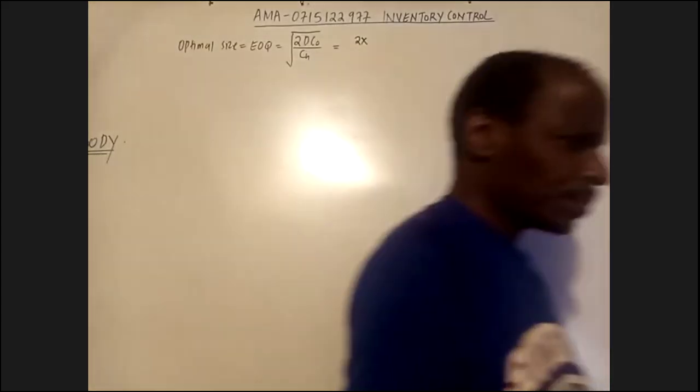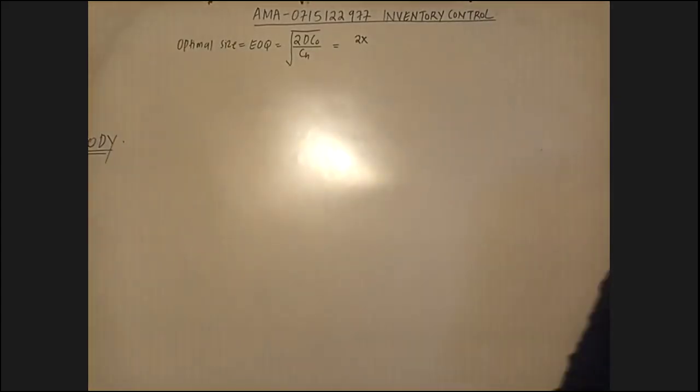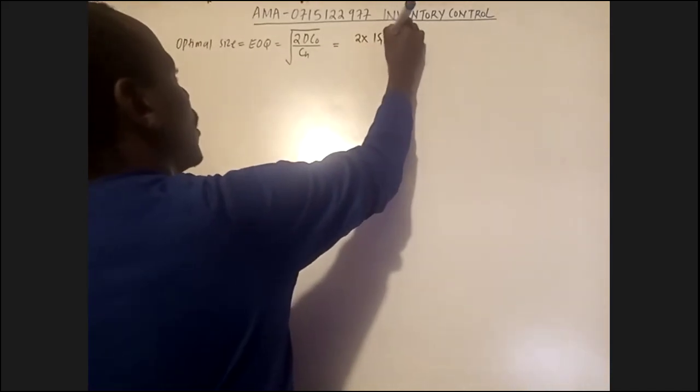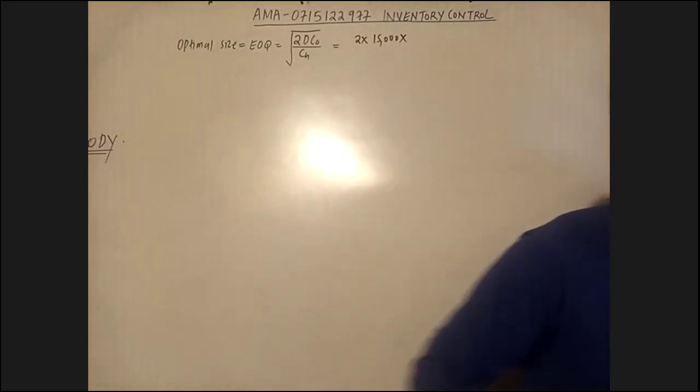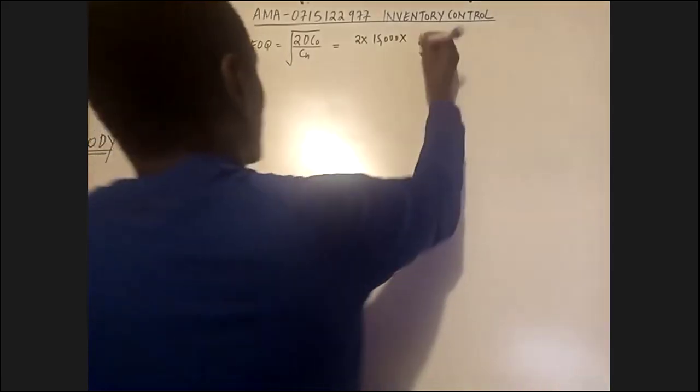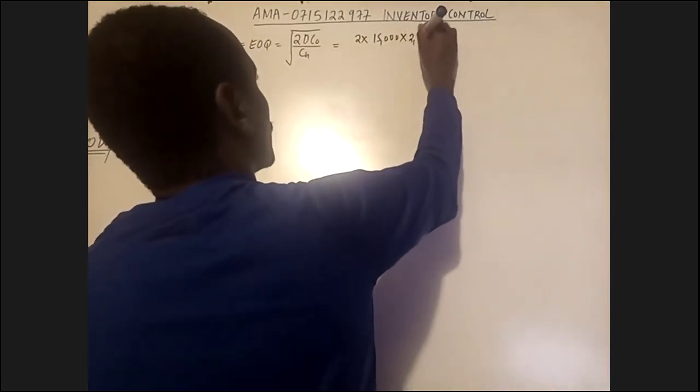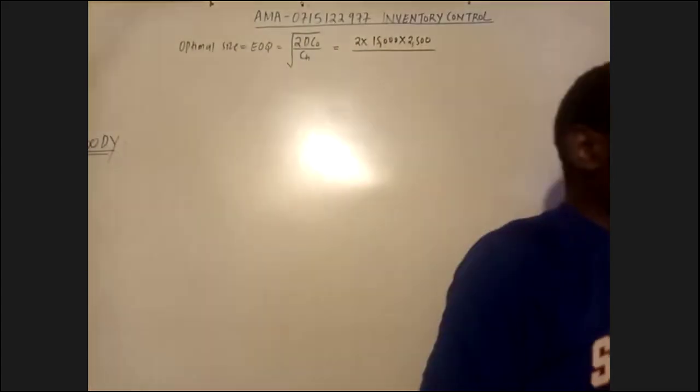Now 2 times our demand. So what's our demand? The company has an annual demand of 15,000. What about ordering cost? Another name of ordering cost is the fixed cost per order, which is 2,500, over our holding cost. Now holding cost is 20%.